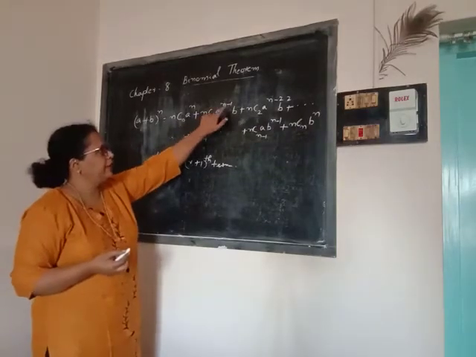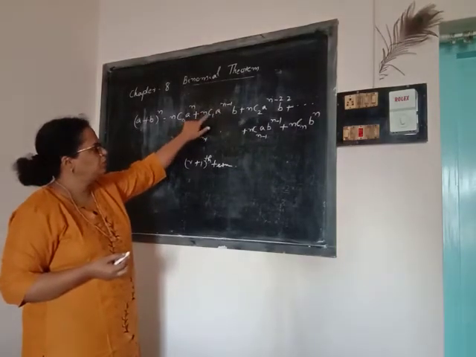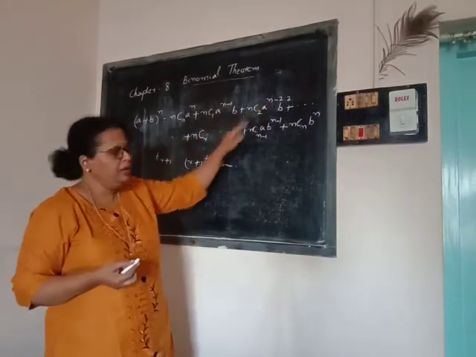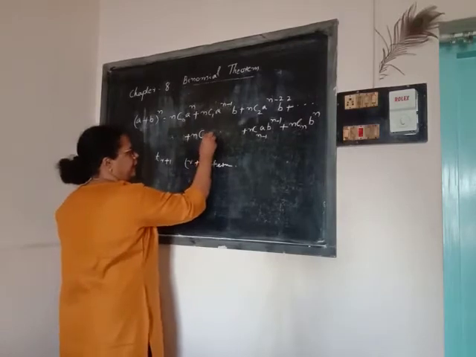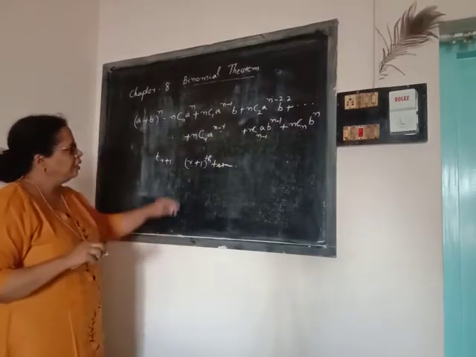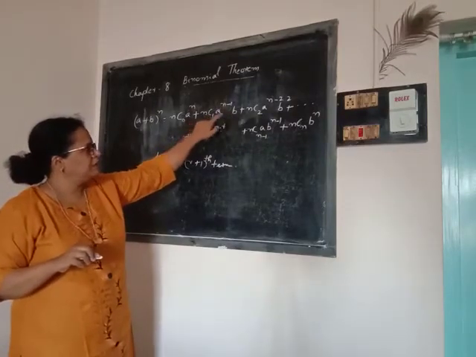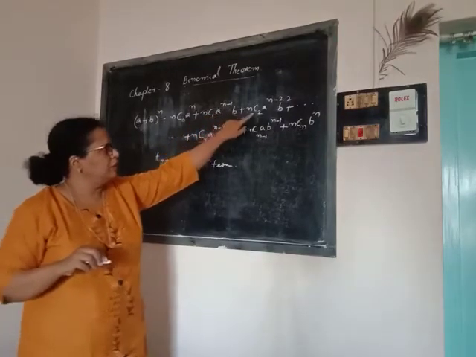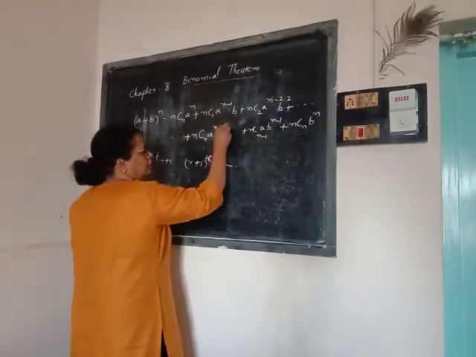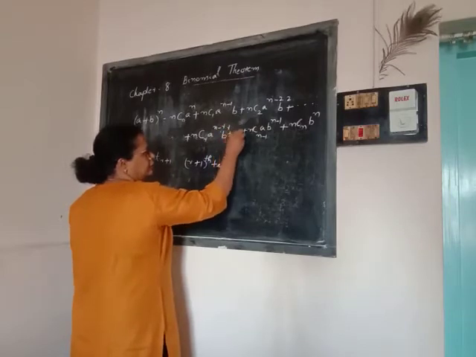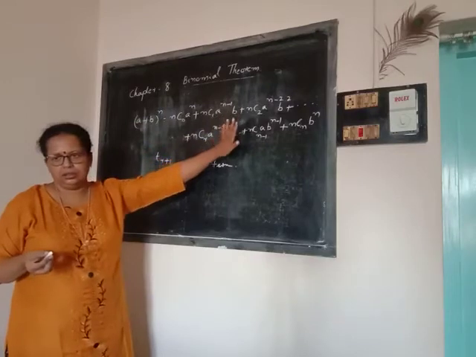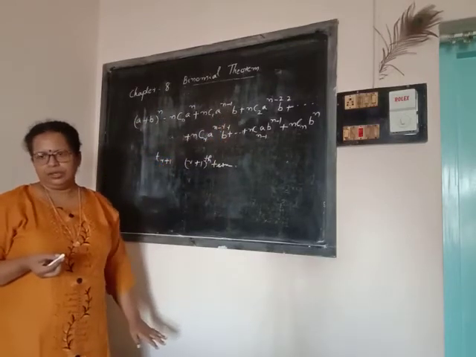Now look at the power of A. The difference between these two, n minus 1, n minus 2. Clear? So A will be raised to n minus r. Then what is the power of B? Power of B is the same number: B raised to 1, B squared. So we will have power r, B raised to r. This is the number. So you should learn this result by heart.